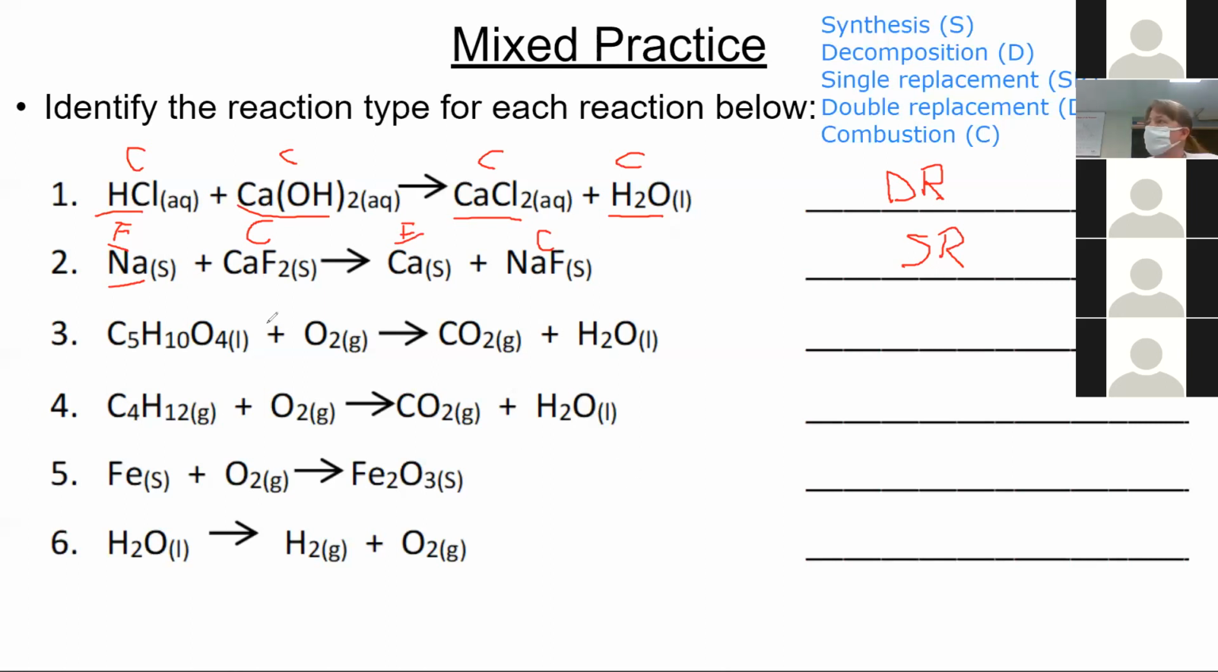Okay, Sarah, how about number 3? I say combustion. It is combustion. How did you figure that one out? Because it ended in CO2 and H2O. Good. And then after you noticed that, what did you check? Oh, the reaction. Okay. Carbon dioxide and oxygen. Right. So we have a hydrocarbon and oxygen gas on the reactant side and CO2 and water. Good. Annie, how about number 4?